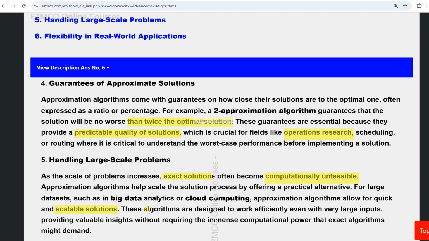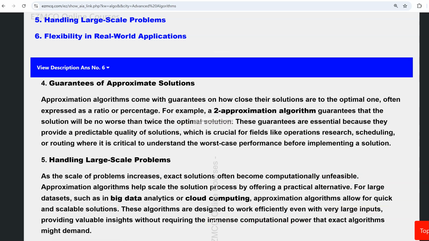Since they are not required to be optimal, we can work with very large inputs without requiring immense computational power, which is required by exact algorithms. As a matter of fact, that is the limitation of the exact solution.